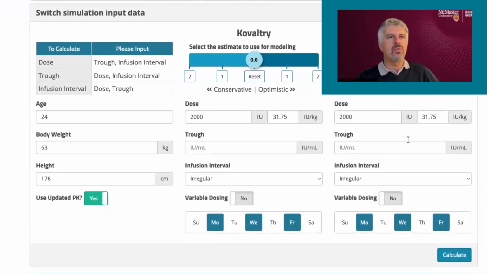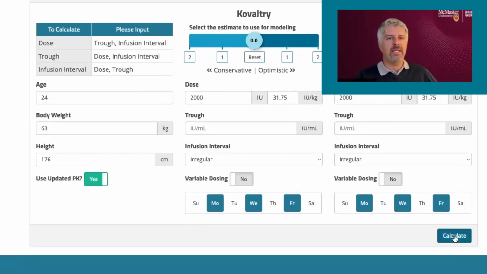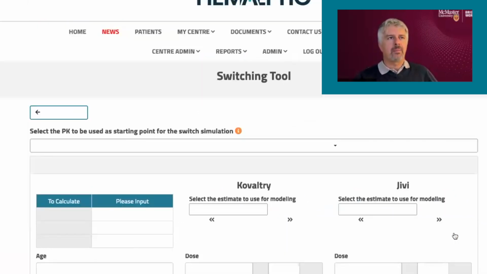And the first check that you could do is, in this case, we are considering switching from Kovaltry to GV. So from a standard half-life to a long half-life. It asks, are you interested in seeing what would happen if you keep the same dose and the same frequency? I don't know if this is of interest to you, but let's see what happens if I ask the tool to calculate.